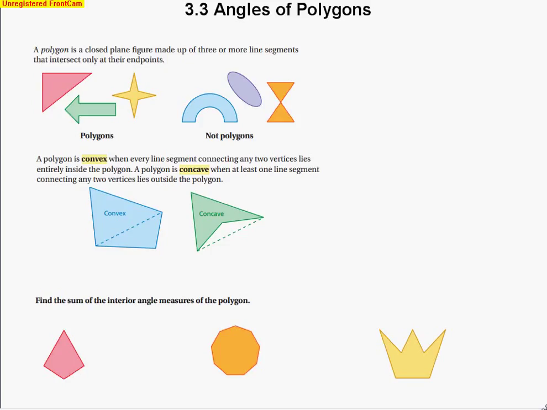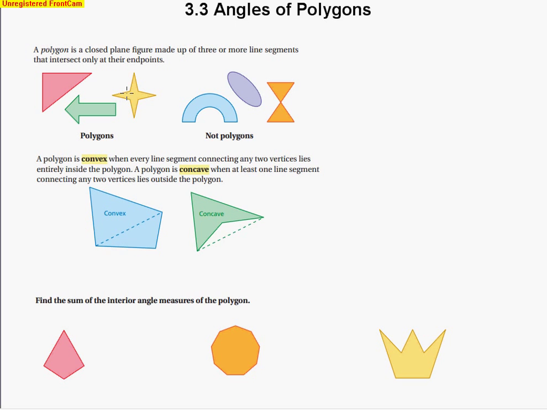This is the lesson for Chapter 3, Section 3, titled Angles and Polygons. Polygons are closed plane figures made up of three or more line segments that intersect at only one endpoint. That's what these are. You can see we have a triangle here. We have this arrow, which would be a 1, 2, 3, 4, 5, 6, 7-sided figure.